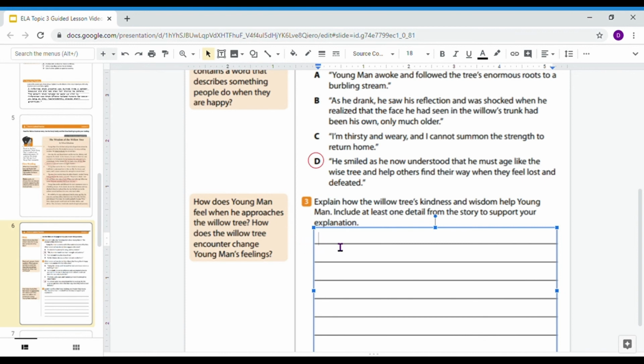So I'm going to write down, when young man approaches the willow tree, he is, and this is a direct quote, so that's why I'm putting in quotation marks, thirsty, hot, thirsty, and weary. Forgot about the hot part. Hot, thirsty, and weary. Oh my goodness. Okay.